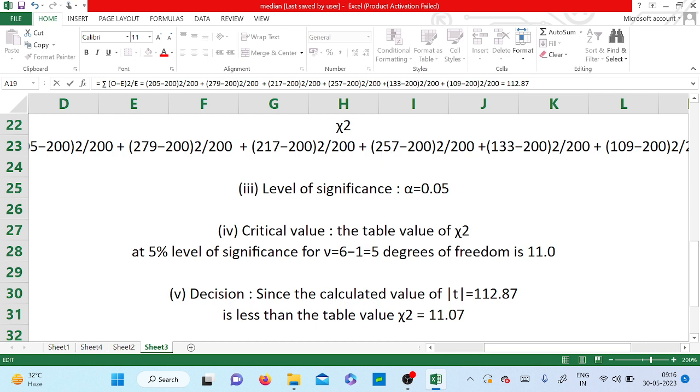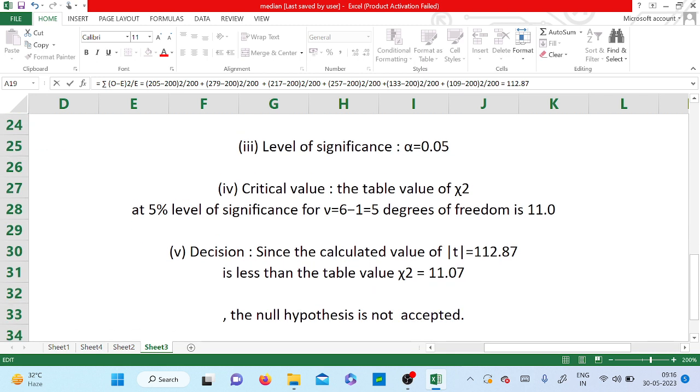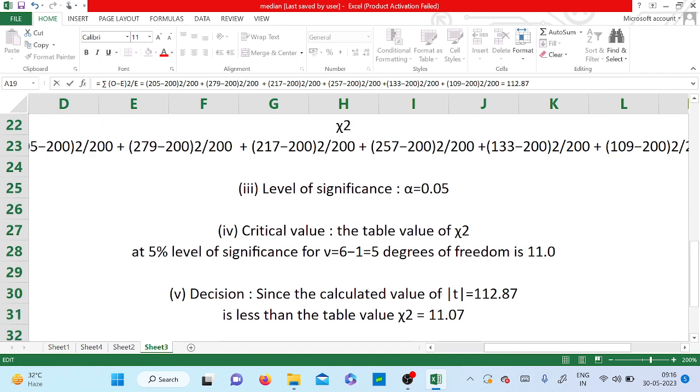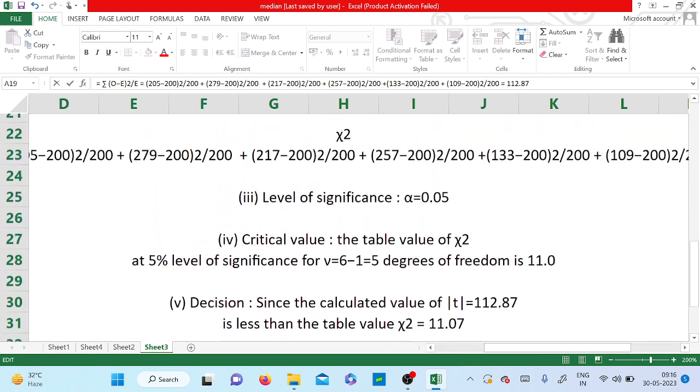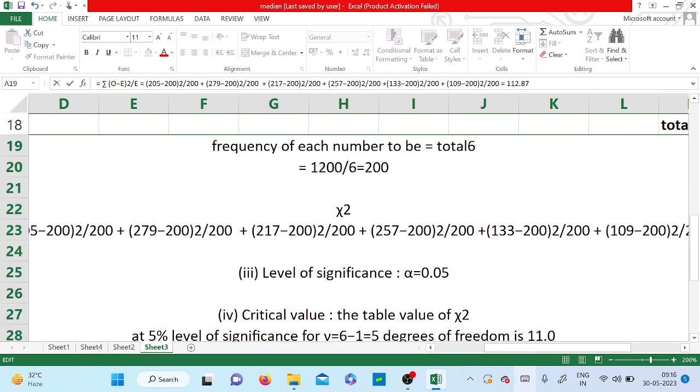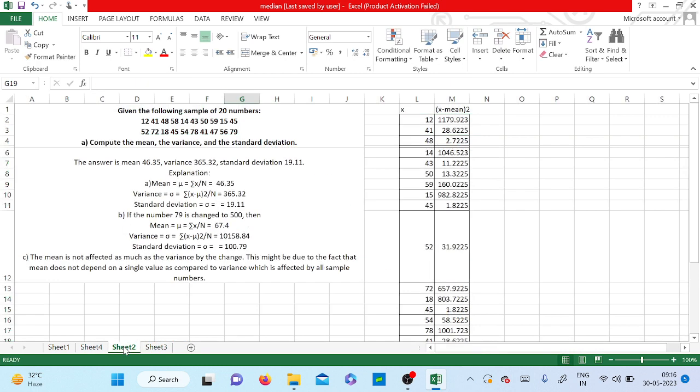Now to take the decision, I show that 112.87 is much bigger than 11.07. So no doubt the null hypothesis is not accepted, because the calculated value is bigger than the tabulated value, so the criterion fails. There is no question of unbiased; this is fully biased. This is not unbiased.